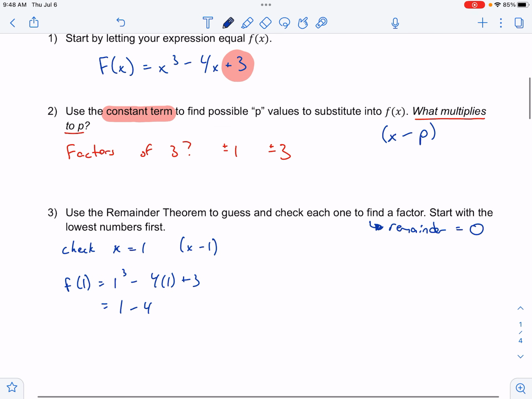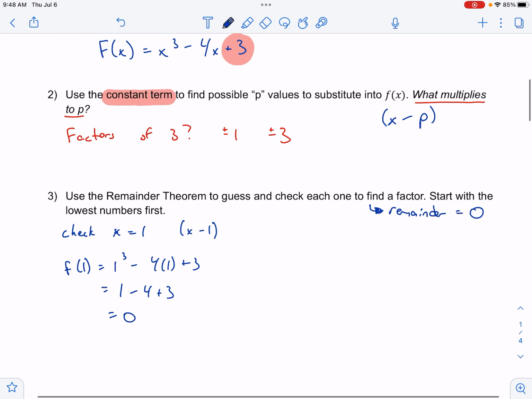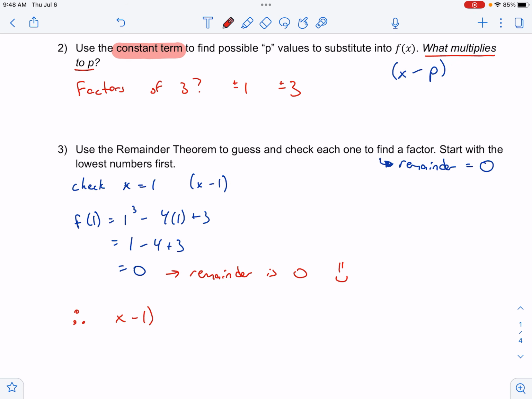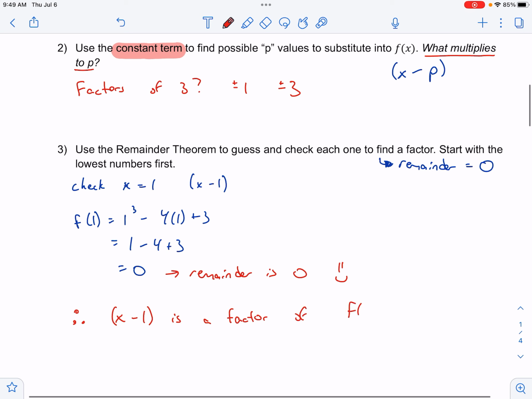1 minus 4 plus 3 is 0. Bingo! Jackpot. That is what we want. The remainder is 0. Let's write this out here. Remainder is 0. That means, therefore, that x minus 1 is a factor of our function f of x.